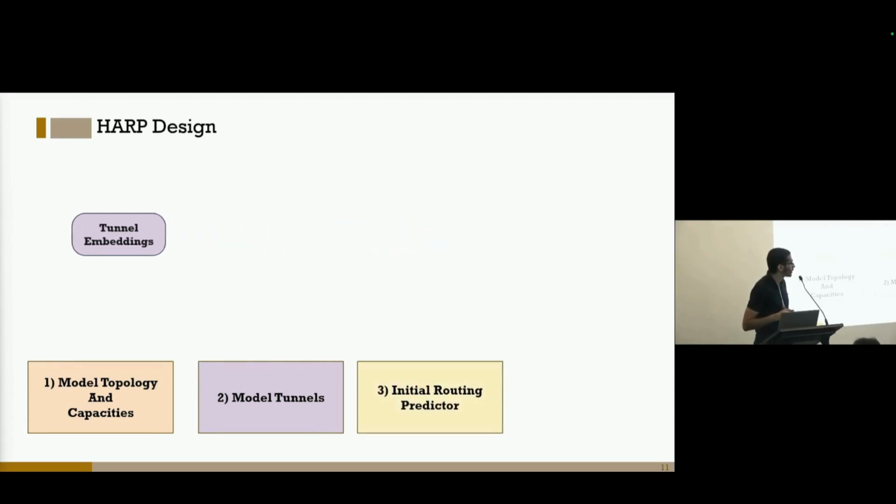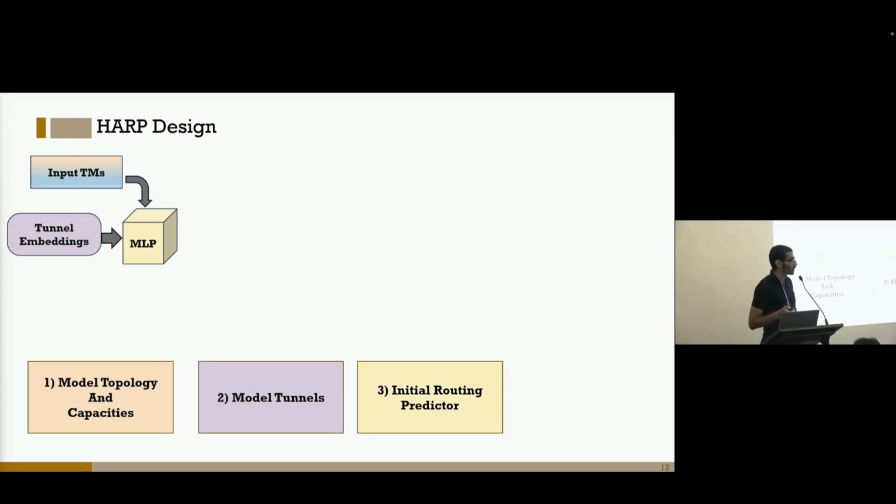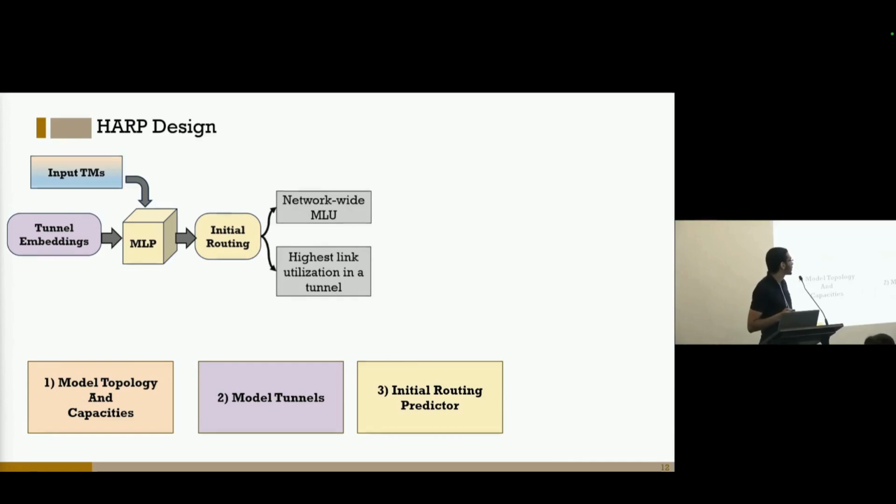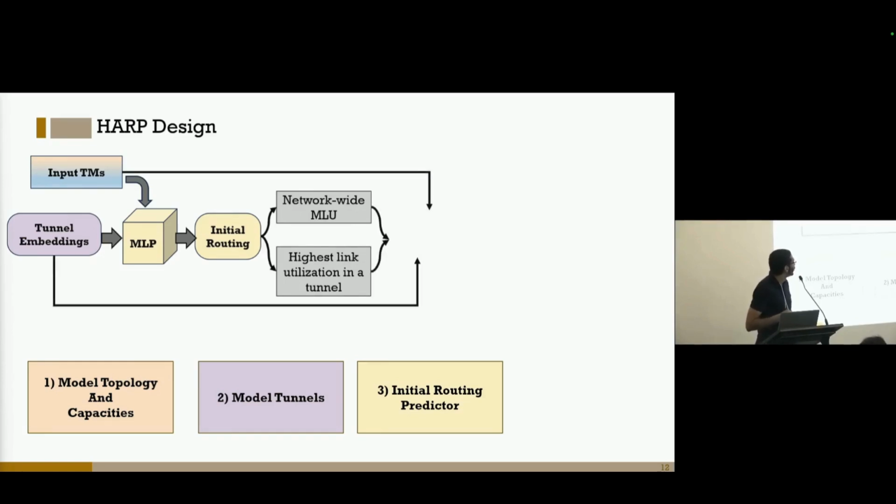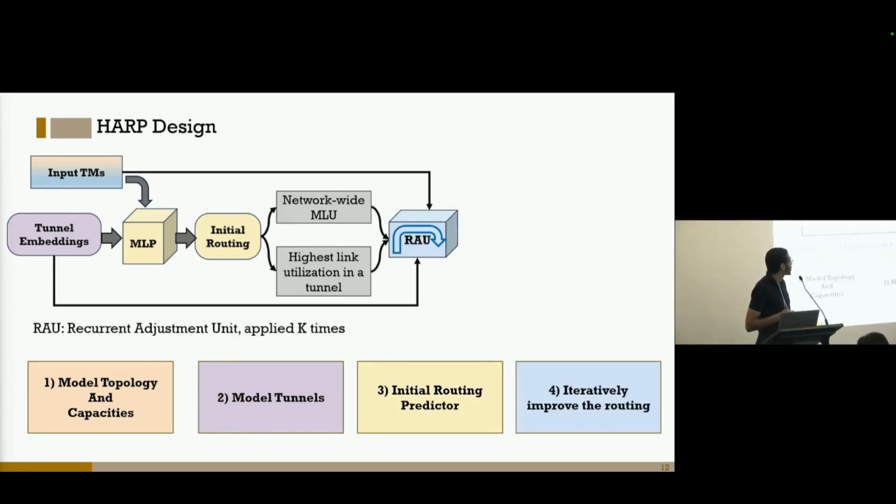by feeding the tunnel embeddings alongside input traffic matrices to a multi-layer perceptron, which will in turn generate an initial routing, which will be used to compute network-wide MLU and highest link utilization in every tunnel. These two values, alongside the input traffic matrices and tunnel embeddings, will be fed to a recurrent adjustment unit that is applied k times in order to iteratively improve the routing before generating the final one.